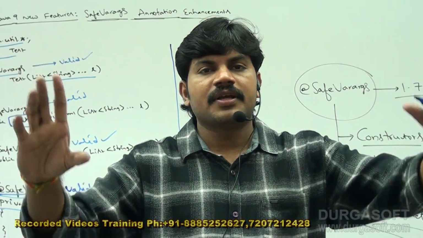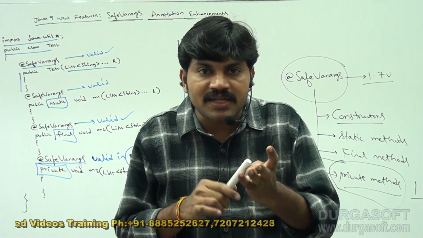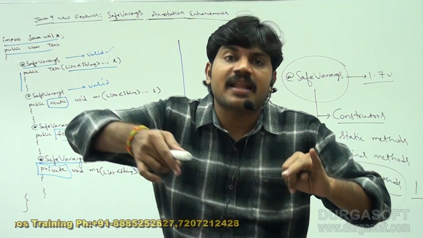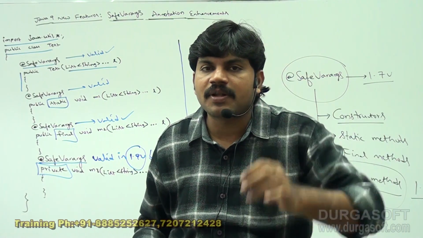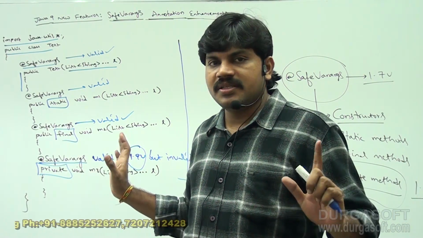SafeVarargs annotation came in which version, sir? 1.7 version. It is applicable for constructors, static methods, and final methods. But from 1.9 version onwards, it is applicable for private methods also. That is about this annotation, right?